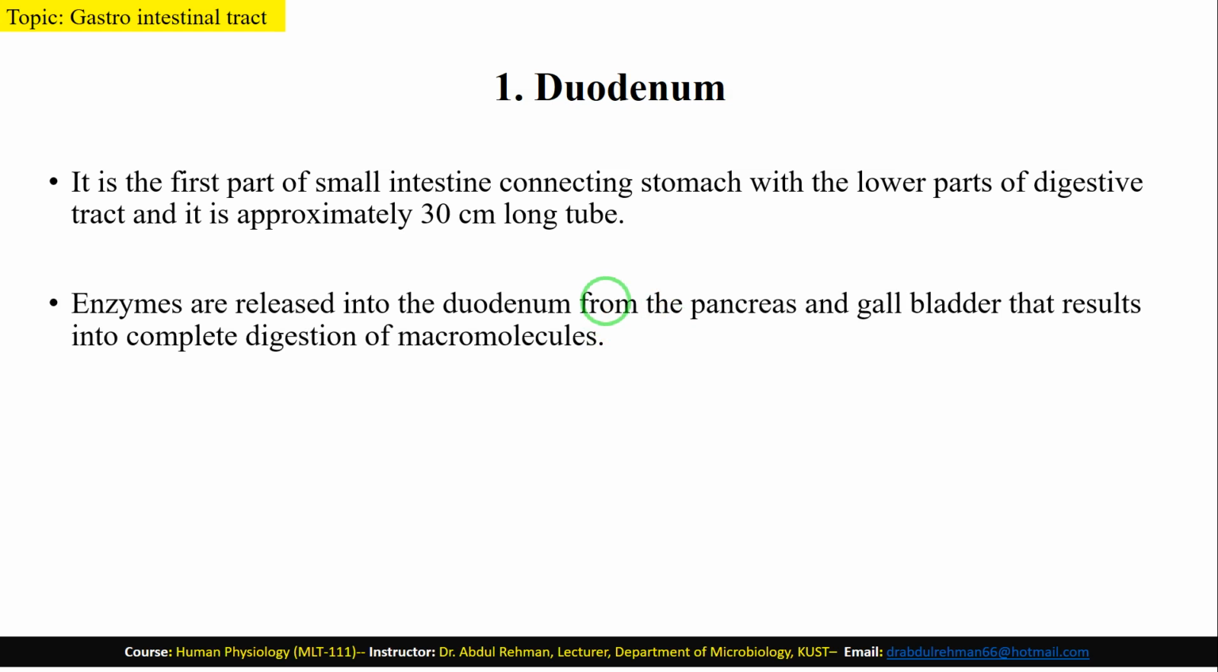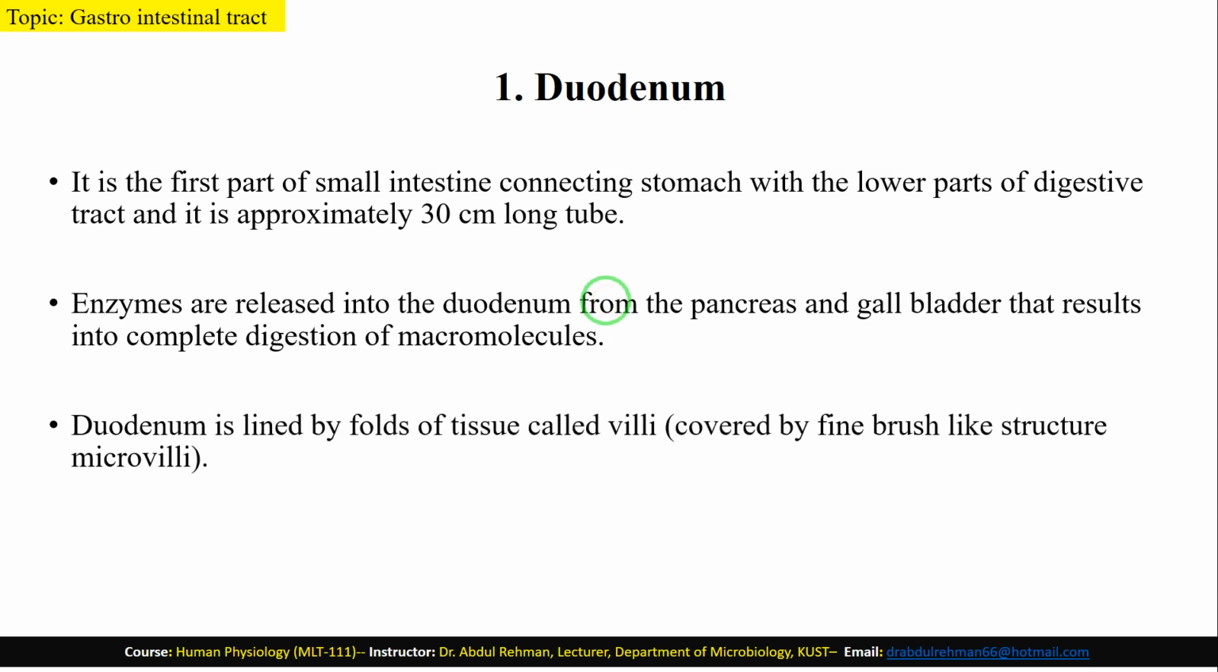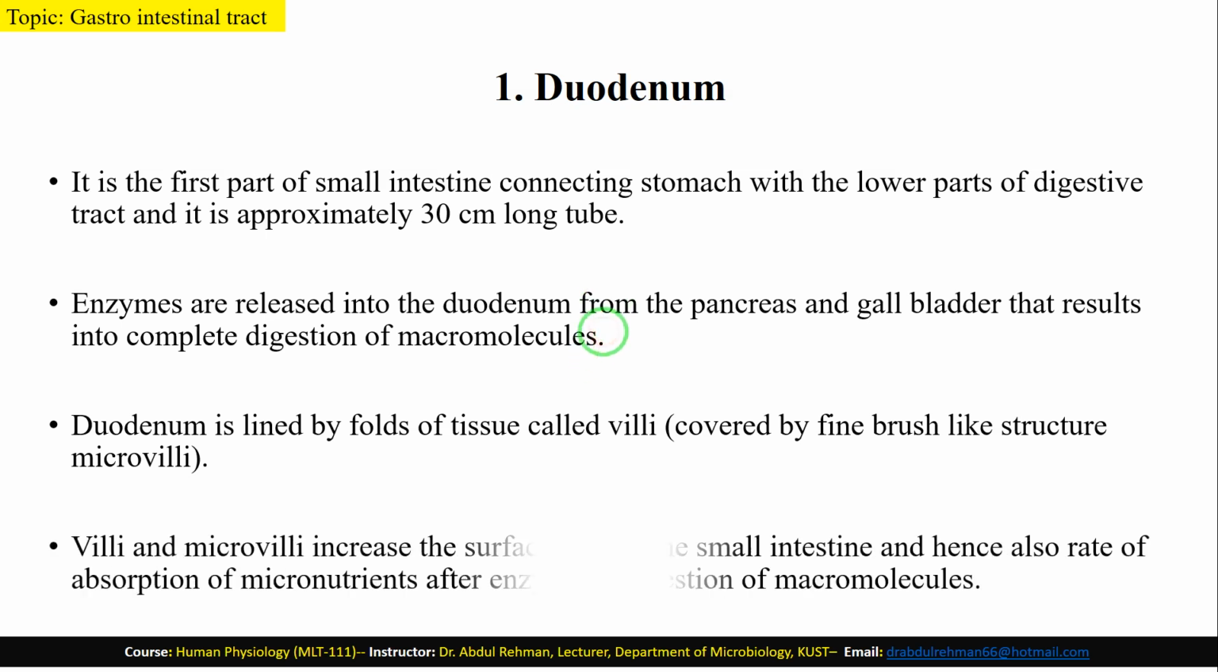In addition, the internal lining of the duodenum is covered by folds of tissue called villi, and it is also covered by brush-like structures called microvilli. Both these structures play a role in the absorption of nutrients and also increase the surface area of the duodenum region. That's why the maximum digestion process takes place here in this part of the small intestine.